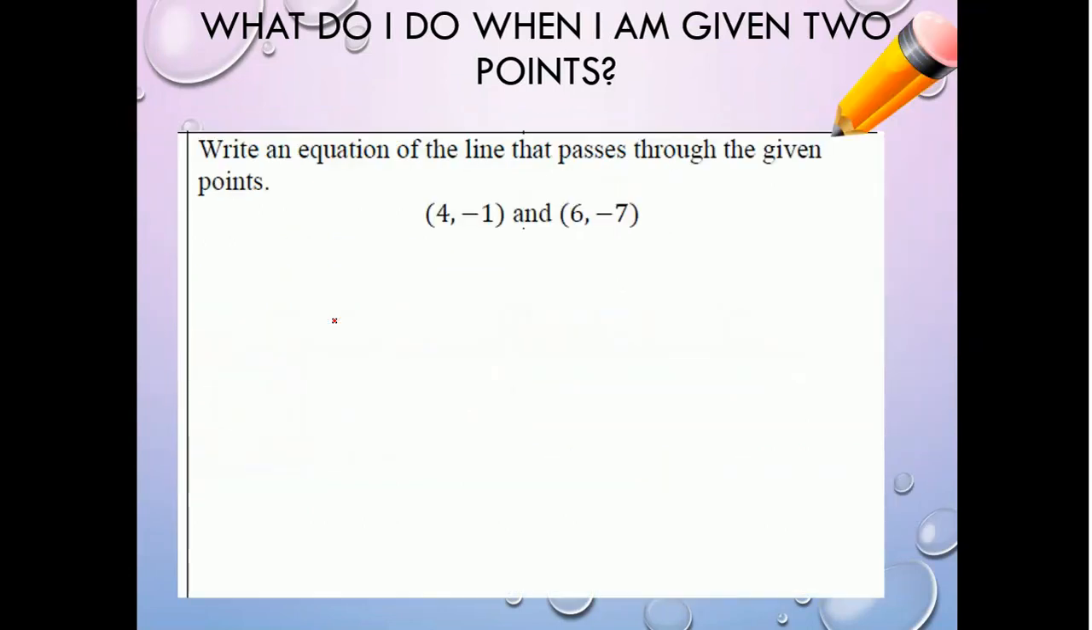Let's try a problem. So I have these 2 points. I have 4, negative 1, and 6, negative 7. Very first thing, let's get the slope. So I got x1, y1, x2, y2. So my m equals y2 minus y1 over x2 minus x1. So I got negative 7 plus 1, because a negative and a negative make a positive, right? So that's negative 6 over 6 minus 4, which is 2. So my slope is negative 3. So let's plug that into my slope-intercept form.